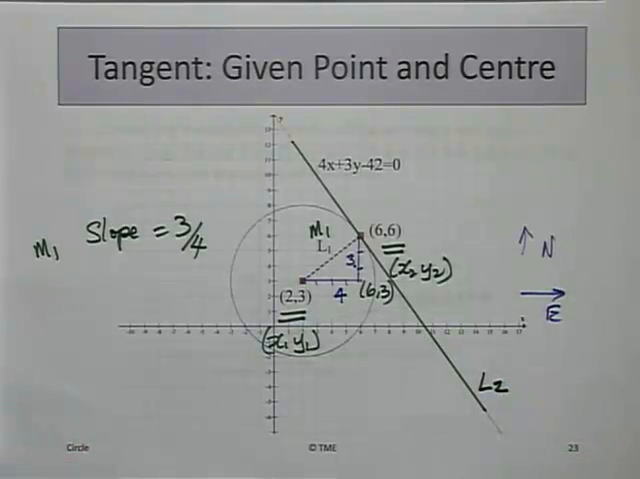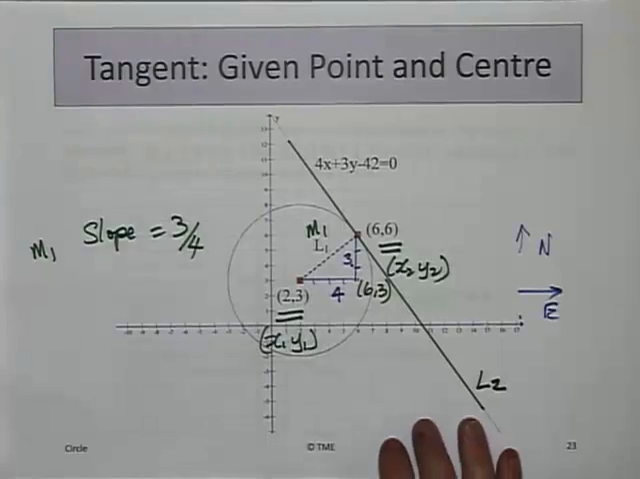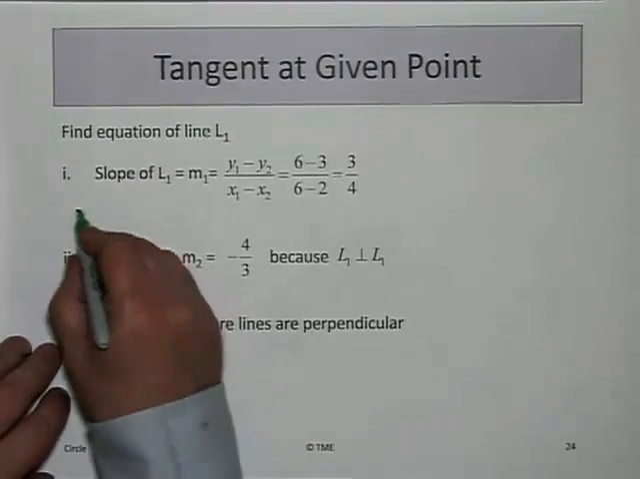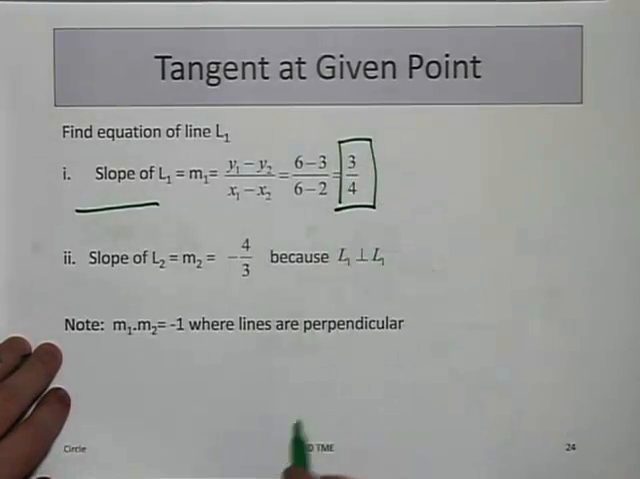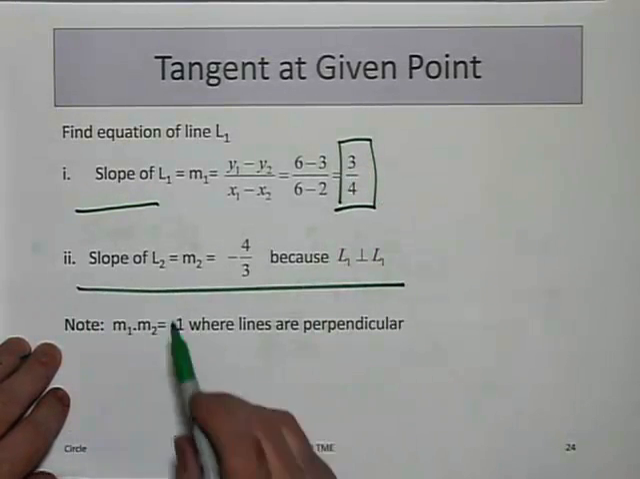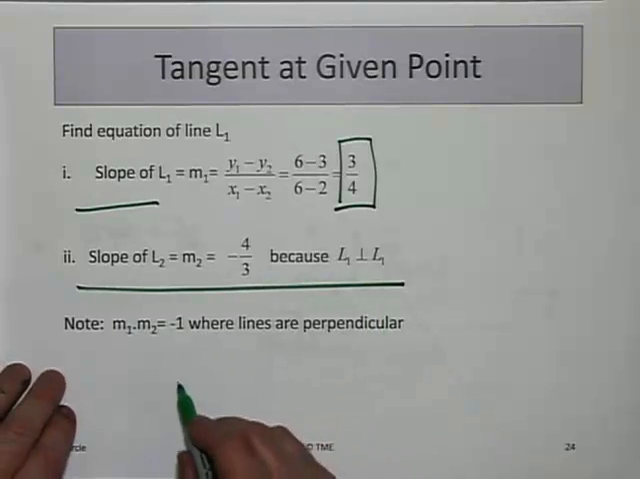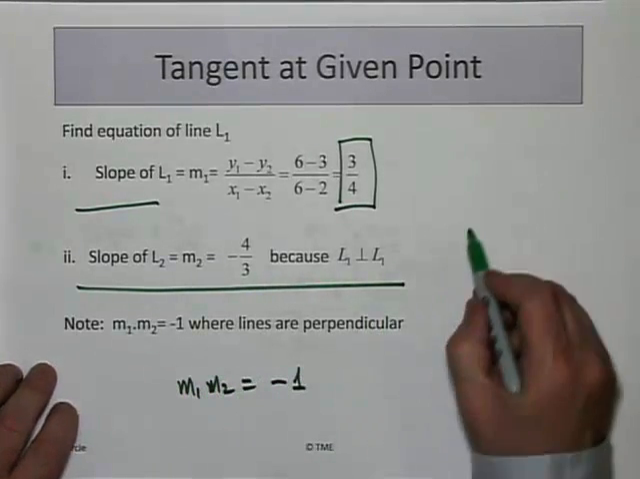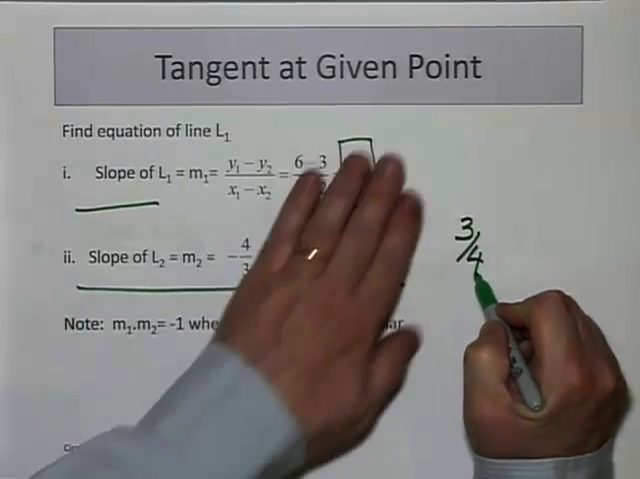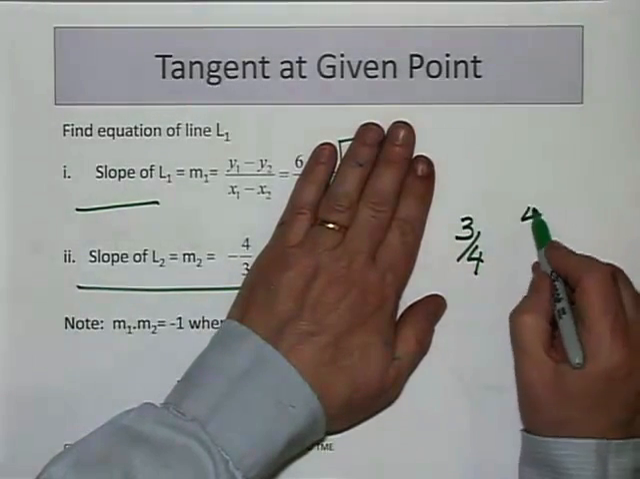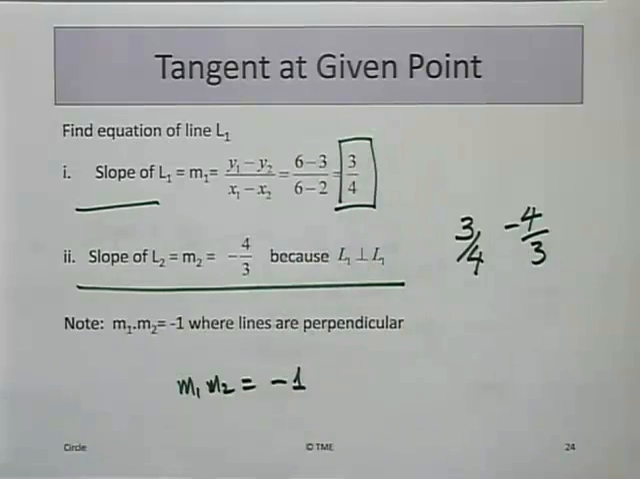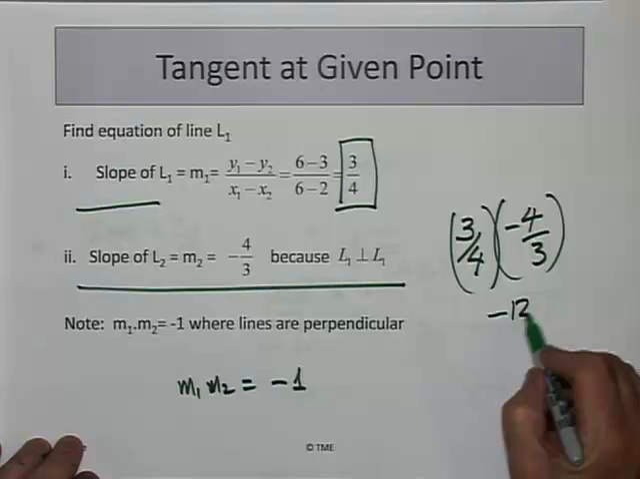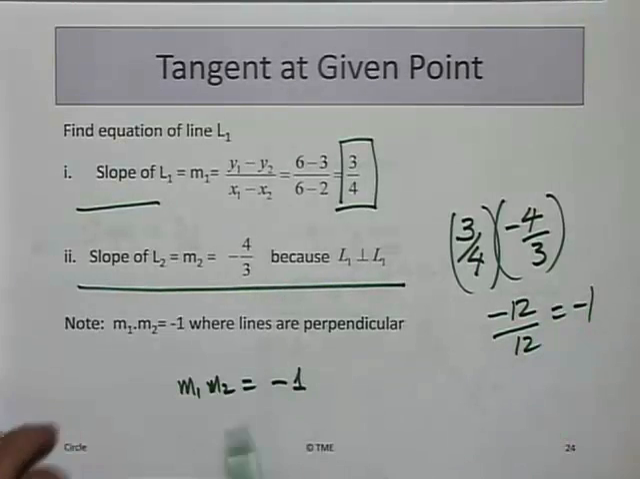And if things are perpendicular, we're told that if the slope of one line, L1, is 3 over 4, the slope of the other one must be such that M1 times M2 is minus 1. Now generally you can say 3 over 4, the other one you flip it and you say 4 over 3 and you put a minus before it. So that gives you minus 12 on the top, 12 on the bottom, or minus 1.